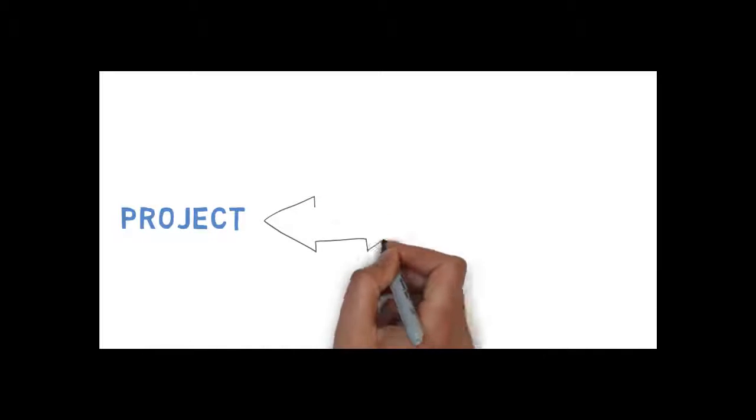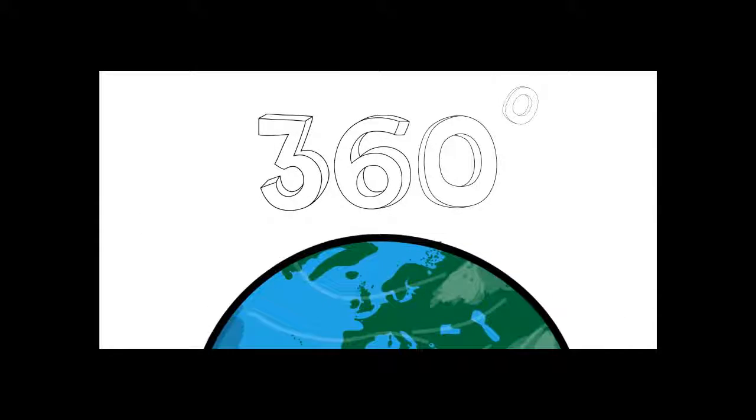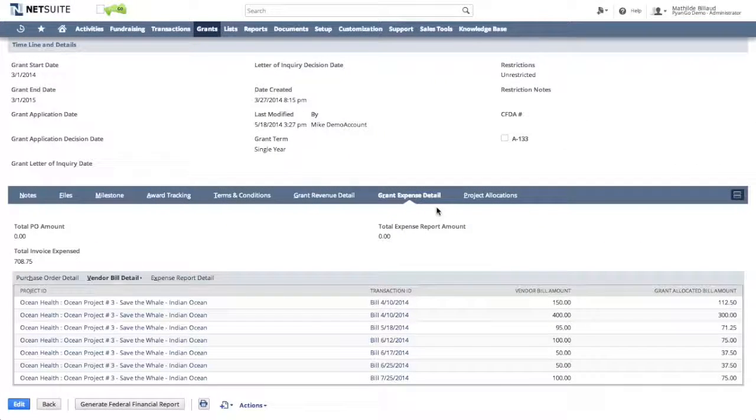Now that we've been able to see how a project can be related to a grant award, let's review the other relationships to transactions within NetSuite. PyanGo provides a 360-degree view of all grant-related revenue and expenses. The principal investigator can quickly review all expenses related to the grant under the Grant Expense Detail tab. This is done through the link between transactions, projects, and grants.